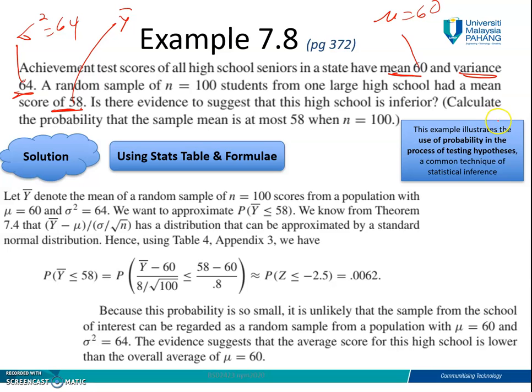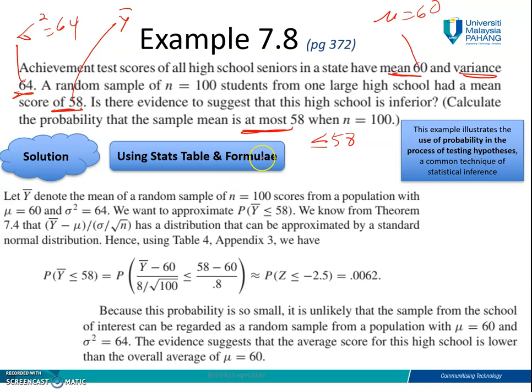Is there evidence to suggest that this high school is inferior? Calculate the probability that the sample mean is at most 58, which means less than 58, when n equal to 100. This example illustrates the use of probability in the process of testing hypotheses later. In the next chapter you will learn that.